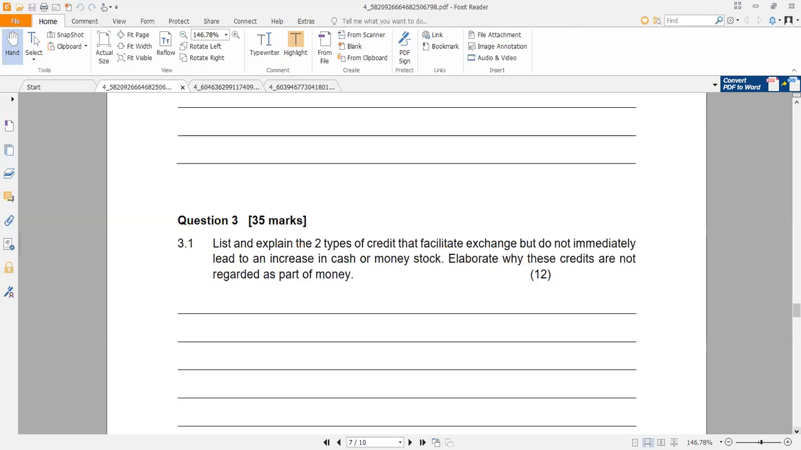I'd say credit cards. Two types of credit that facilitate exchange but do not immediately lead to an increase in cash or money stock. Exactly. Explain them. Credit cards and trade credits. It's 100% correct. I remember very well when this exam was written, students also struggled to mention those two types. So it was just a matter of knowing them. Okay, explain the first one.